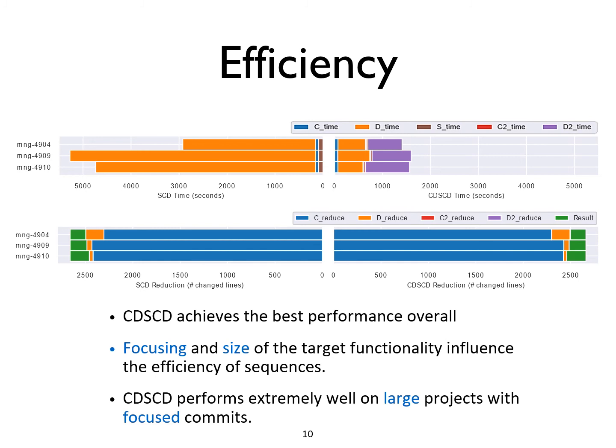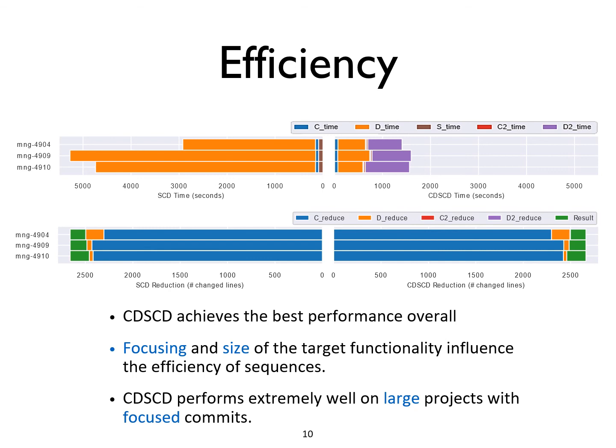Focusing means whether the functionality is implemented by a small set of dedicated commits or is implemented sparsely over a large range of history. We find that on focused functionalities, splitting is ineffective. For example, in these two charts, we compare sequences SCD and CDSCD on 3 functionalities. They are all focused functionalities implemented by a small set of dedicated commits. Both sequences are optimal sequences. We compare them because overall they are the two most efficient sequences. The first chart shows the time spent by each operator, while the second chart shows the per-operator history reduction.